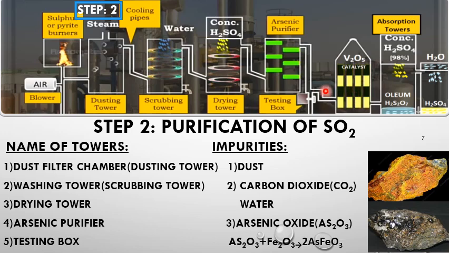Testing box. The testing box is used to show that the sulfur dioxide gas is free from the dust particles as well as the main impurity arsenic oxide. So a strong beam of light is passed in the testing box. If any impurity is found in the sulfur dioxide gas, it goes back to the dusting tower.